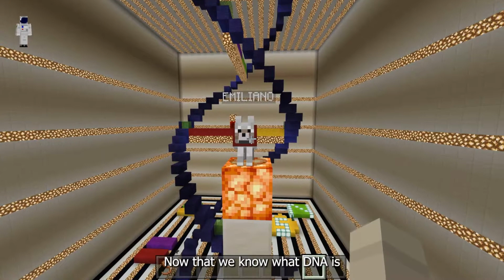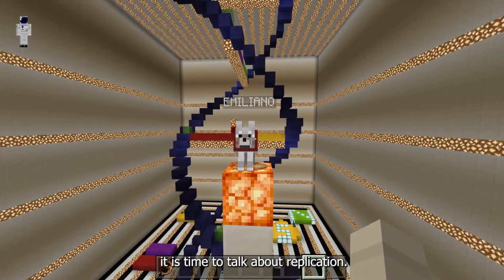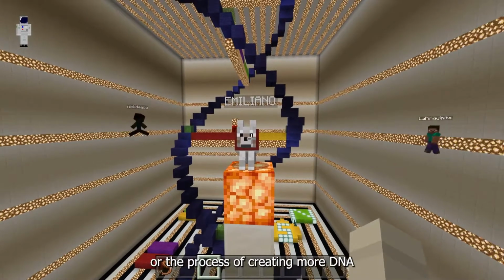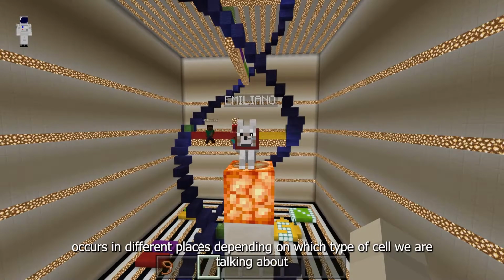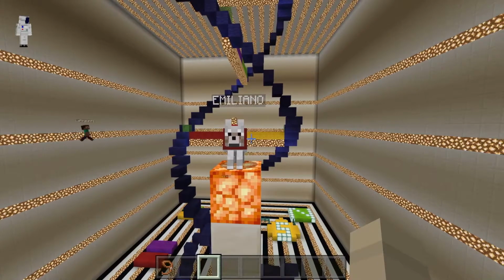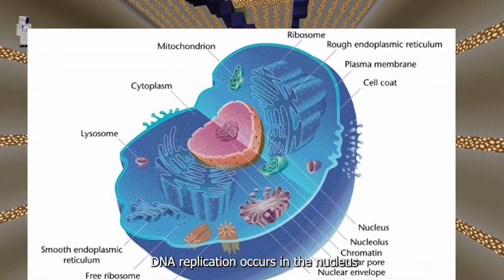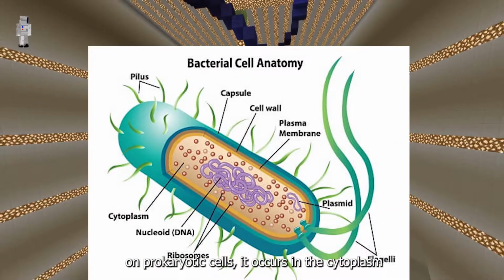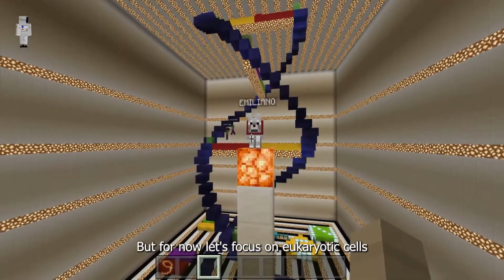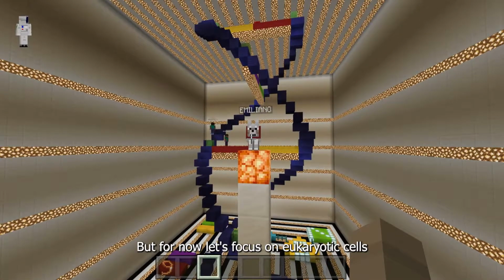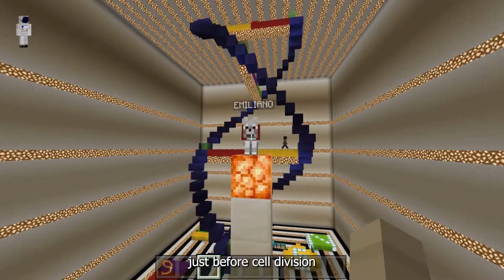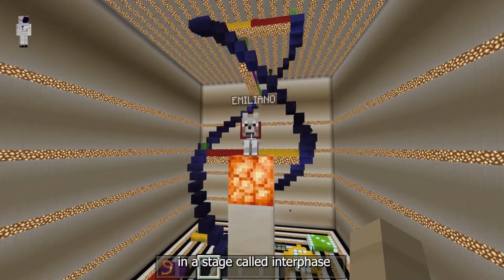Alrighty, now that we know what DNA is, it is time to talk about replication. First, we will answer a question: where and when. DNA replication, or the process of creating new DNA, occurs in different places depending on which type of cell we are talking about. In eukaryotic cells, DNA replication occurs in the nucleus. In prokaryotic cells, on the other hand, it occurs in the cytoplasm. But for now, let's focus on eukaryotic cells. As for when it happens, DNA replication happens just before cell division in a stage called interphase.